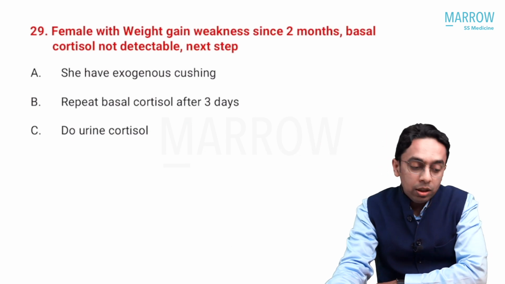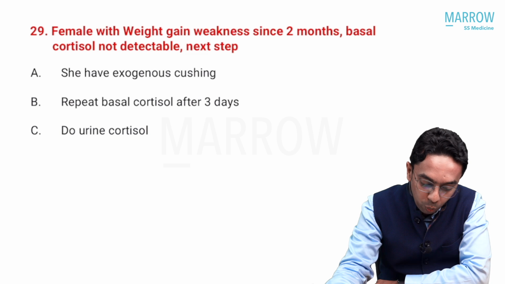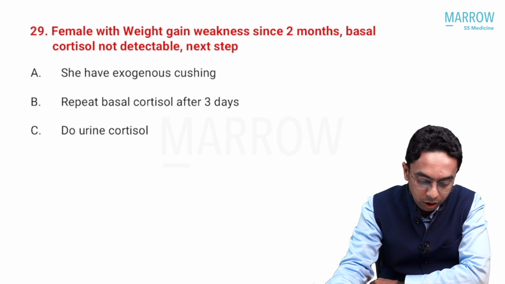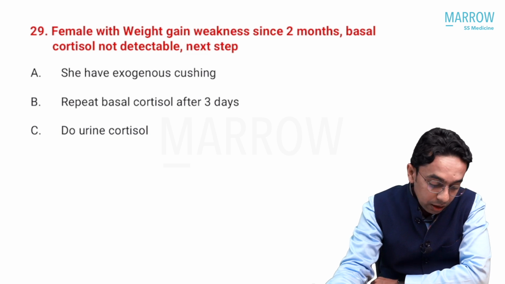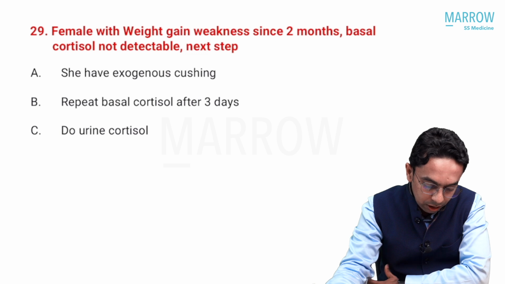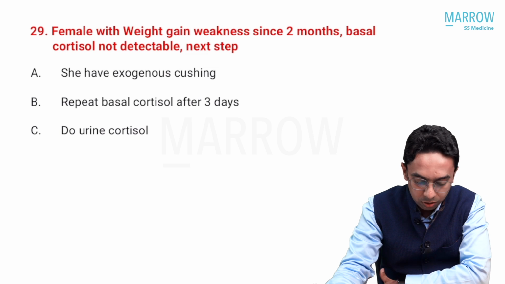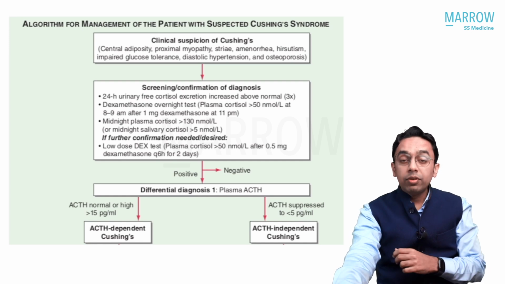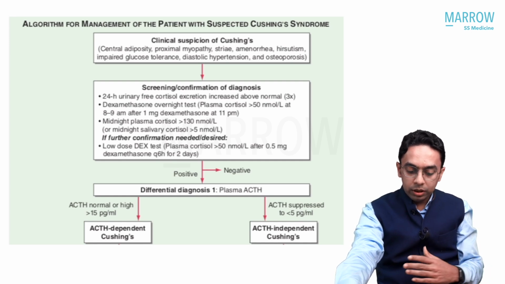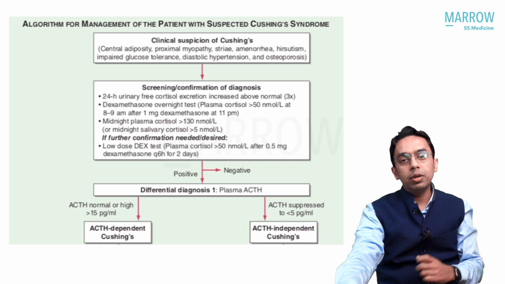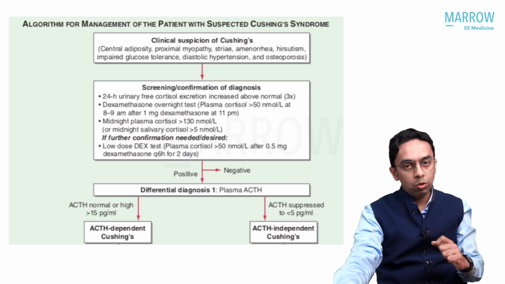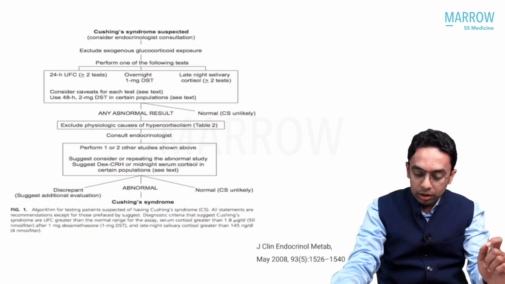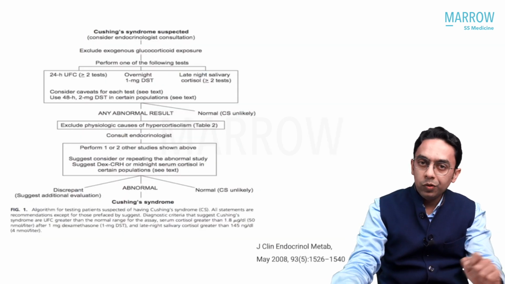Okay, question number 29. Female with weight gain and weakness since 2 months, basal cortisol not detected. What is the next step? She has exogenous Cushing's. Do you want to repeat the basal cortisol after 3 days, or do you want a urinary cortisol? So what does the guideline say? I've taken this from Harrison. Though in this chart you may not see a basal cortisol, when you read the text, they have written to rule out exogenous Cushing's. This is again from the JCM guideline 2008, which we follow.